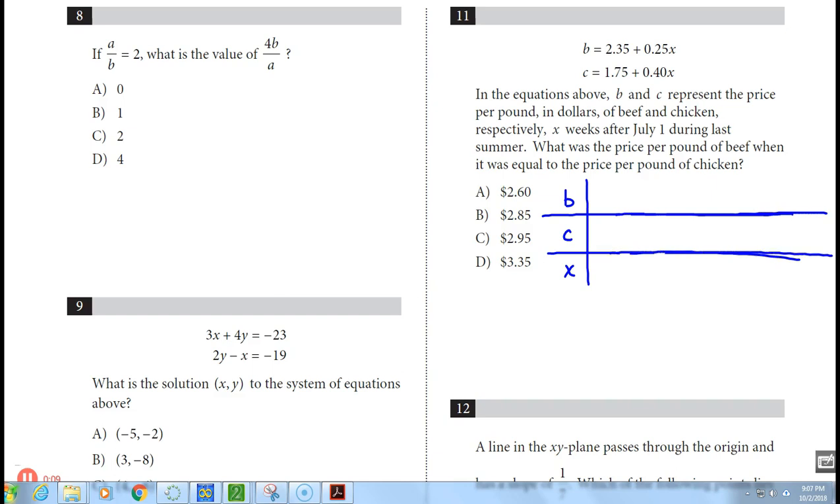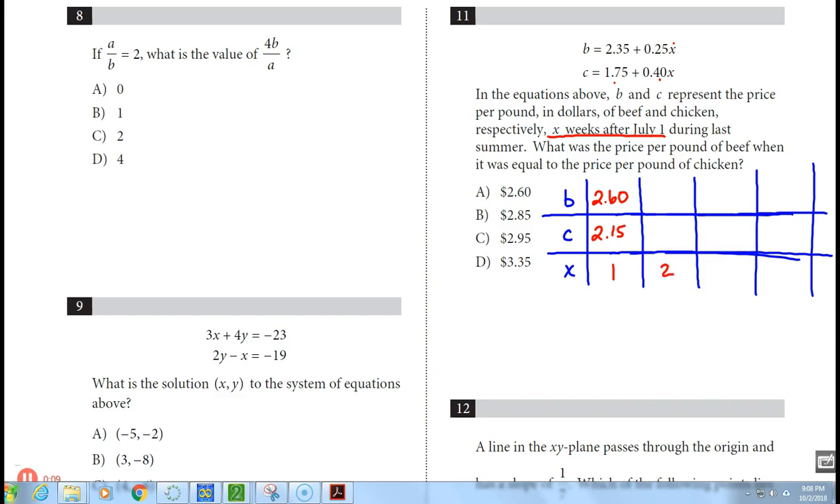The part about the table is you got to draw it, so that kind of sucks sometimes, but you got to do what you got to do. So I put my numbers in, and I say, all right, well, when x is 1, which means 1 week after July 1st, I could plug 1 in up here at the top, that would be $1.75 plus 0.40 times 1, so that comes out to be $2.15. And then for beef, if I put a 1 in here, that would be $2.35 plus 25, that would be $2.60. So beef is more expensive 1 week after July 1st.